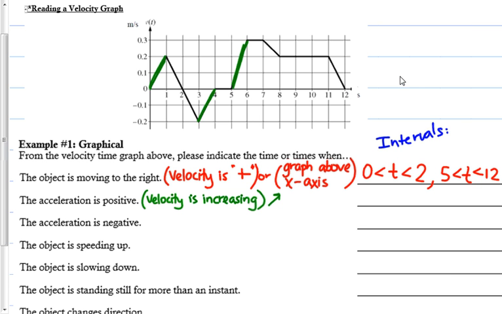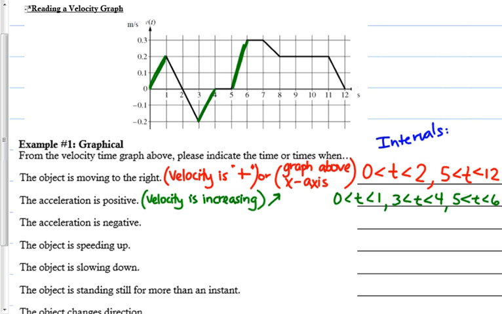So from 0 to 1, from 3 to 4, and of course the last one's barely gonna fit, from 5 to 6. Alright, I managed to squeeze it in there. 5 to 6. Alright, please indicate the times when the acceleration is negative.